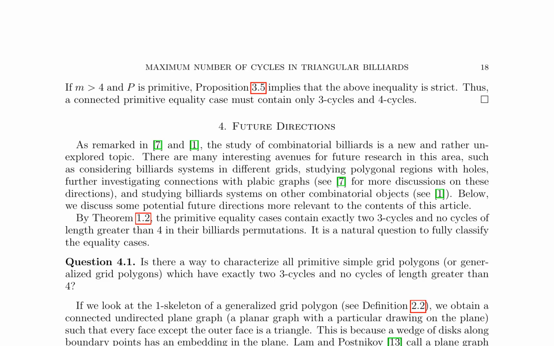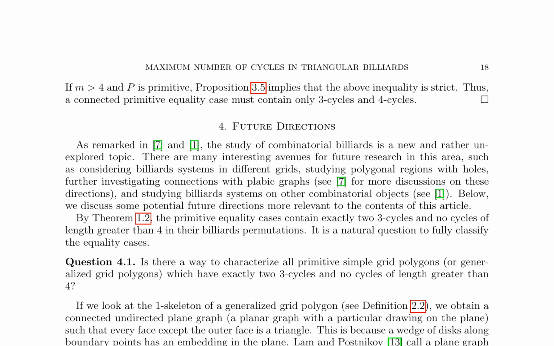Future directions in combinatorial billiards. This section delves into the future directions of combinatorial billiards, focusing on the study of billiard systems in different grids, polygonal regions with holes, and connections with Plabic graphs. A key area for further research is the full classification of primitive equality cases, particularly those containing exactly 2 3-cycles and no cycles of length greater than 4.